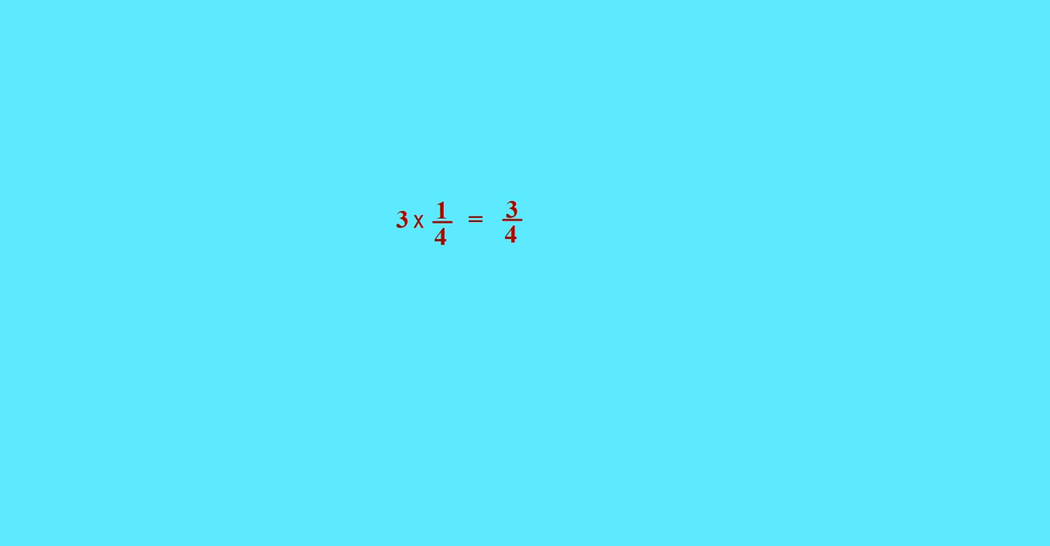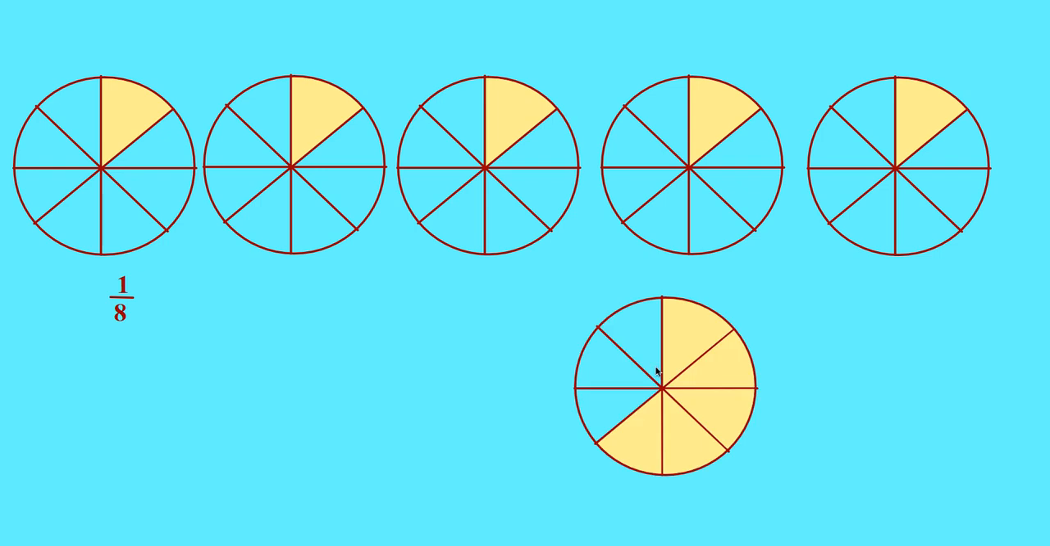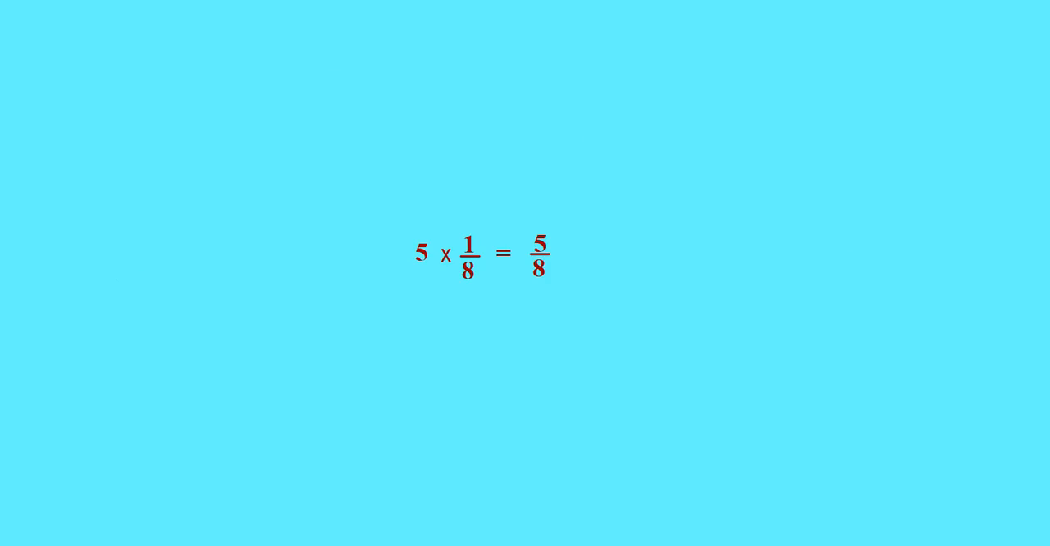Now look at another example. Here, what fraction does each picture represent? Now let us see in total how much part is being shaded. Yes, this is 5 by 8. So this we can write as 5 into 1 by 8 is equal to 5 by 8.